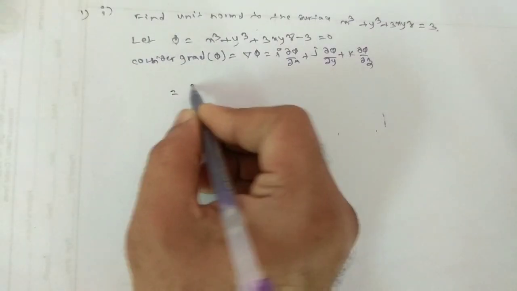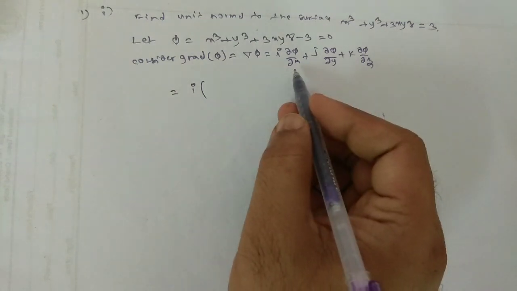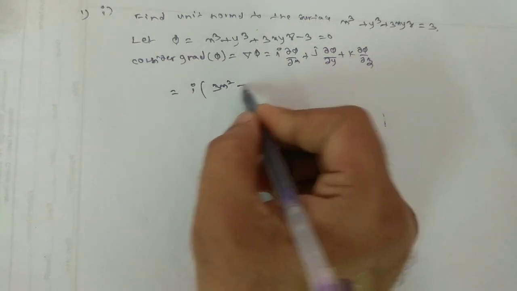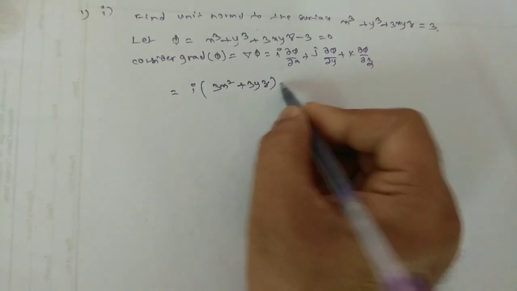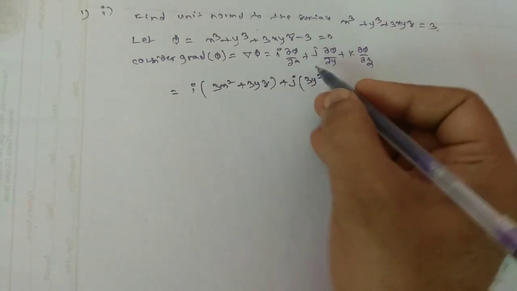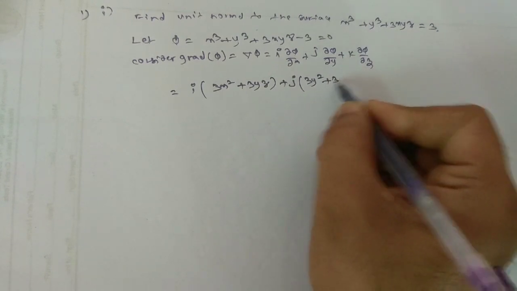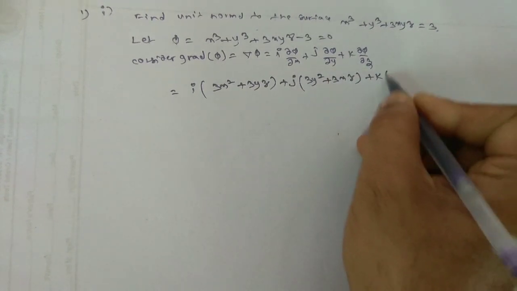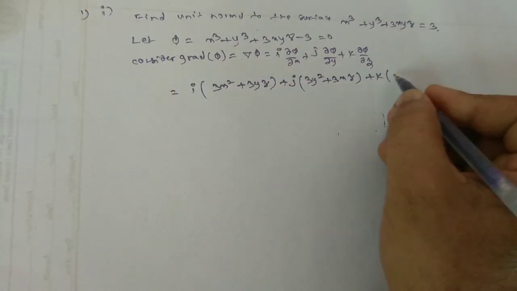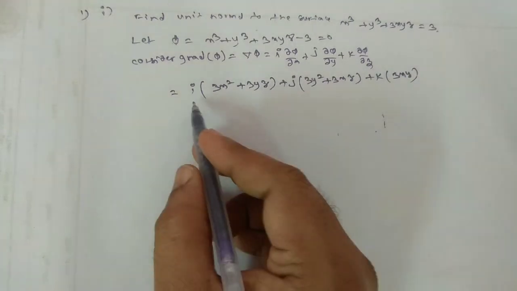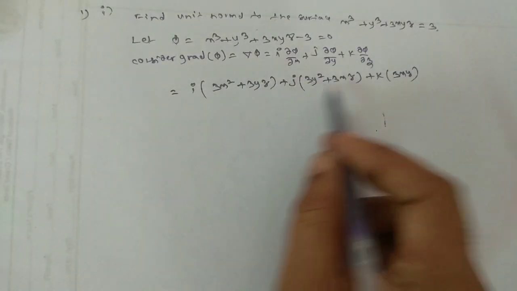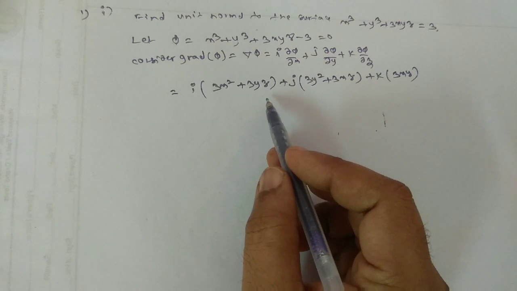Now this is equal to i times, what is dou phi by dou x? Differentiation with respect to the x variable: 3x square plus 3yz. Similarly plus j, differentiation with respect to y: 3y square plus 3xz, plus k into dou phi by dou z. So first, there is no term, and here the z term is only 3xy. So this is completely the gradient of the given scalar function. Now it has been converted into a vector point function.